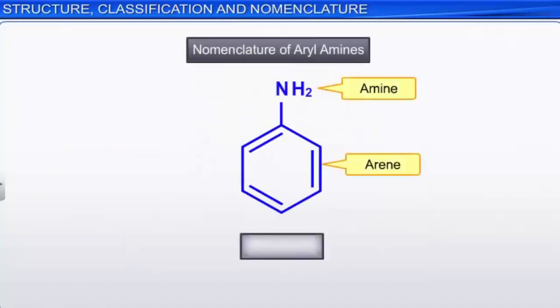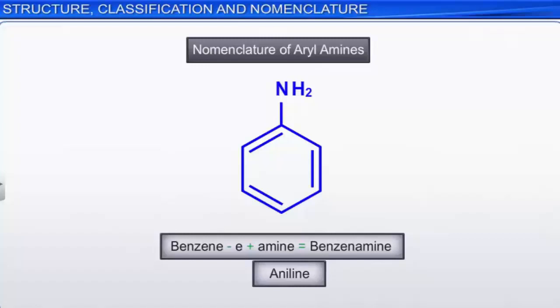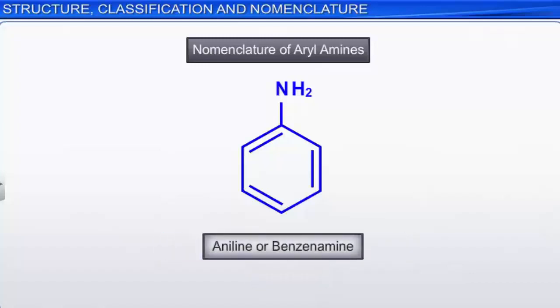While naming aryl amines according to the IUPAC system, the suffix e of the arene is replaced by amine. Thus, in the IUPAC system, aniline is named benzenamine. Note that aniline has also been accepted as the IUPAC name.